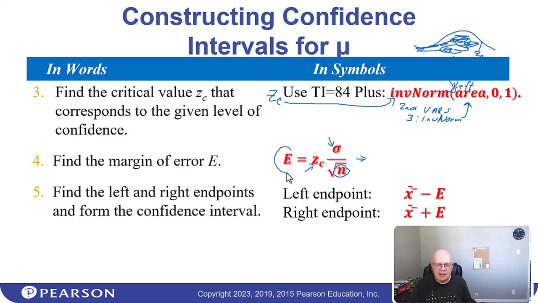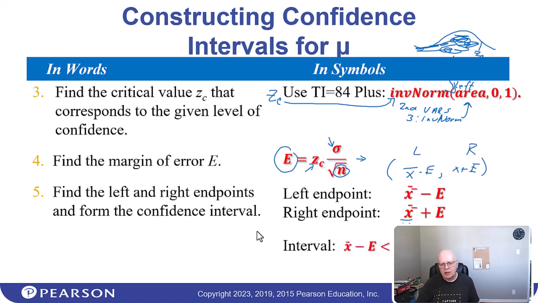With this margin of error, take the x bar that we got. I've got a typo here. It should be just x bar, subtract E from it, add E to it. And that is your confidence interval. Left end point, right end point. And there's your interval.